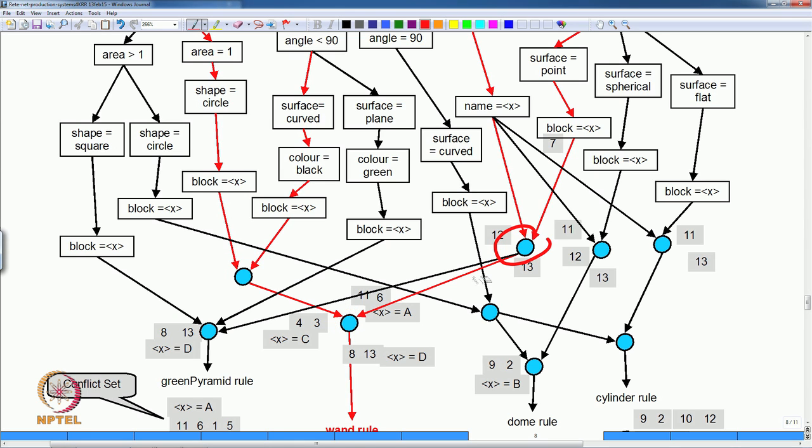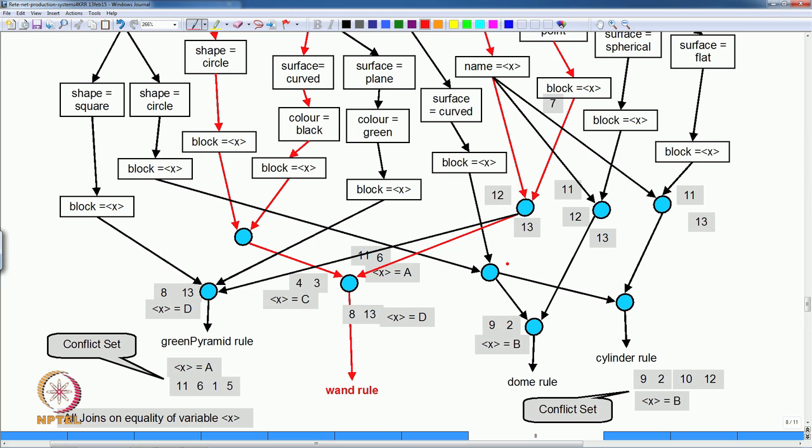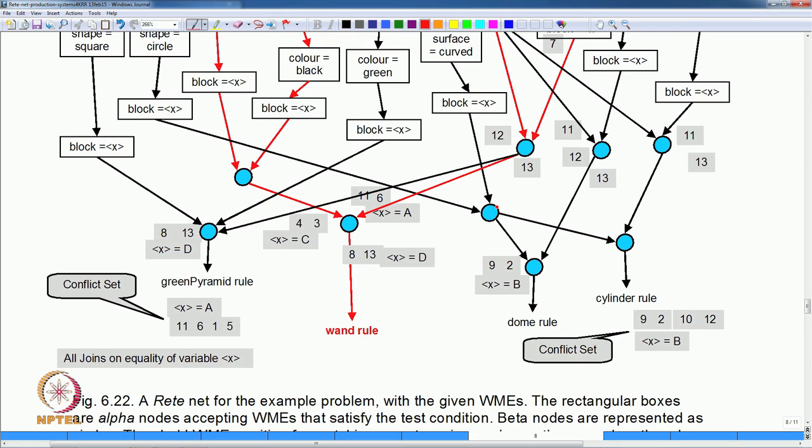Now, as it happens with this particular data, we do not have 4 matching pieces of data or 4 matching working memory elements, but for the green pyramid rule, as you can see here, there are 4 elements. So, x is equal to a in all those 4 working memory elements.